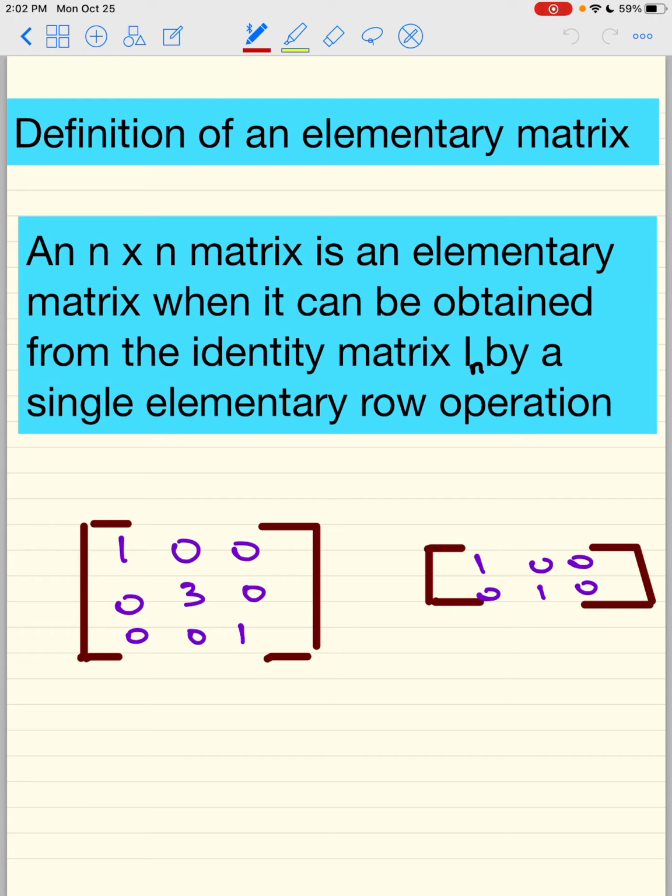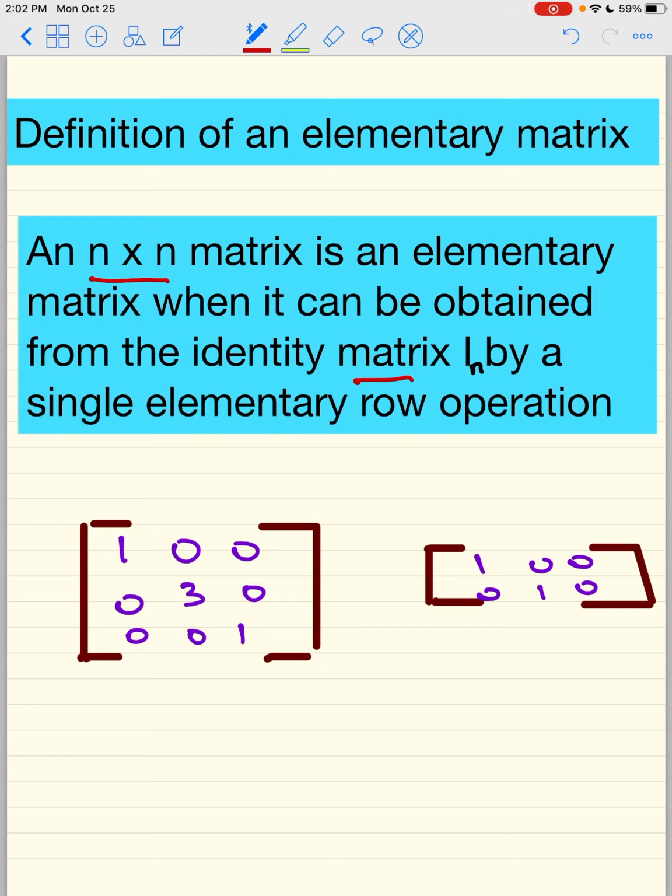So a definition of an elementary matrix, we're going to call that E, is basically an n by n matrix. So it's a square. Okay, so 2 by 2 or 3 by 3 and so on. An n by n matrix is an elementary matrix when it can be obtained from the identity matrix I sub n by a single elementary row operation.